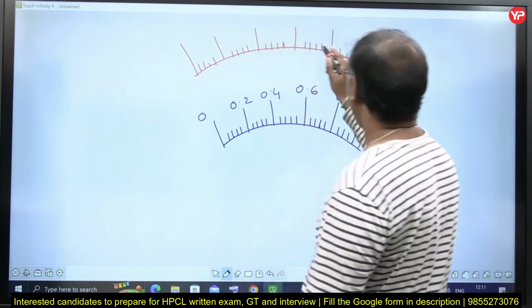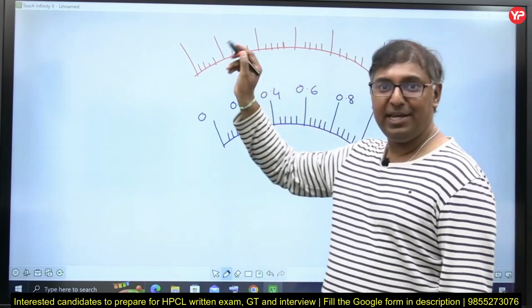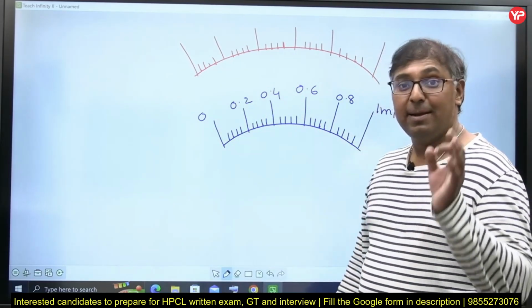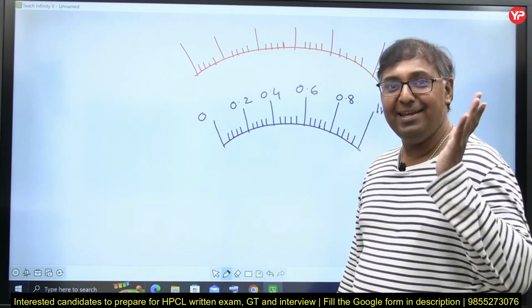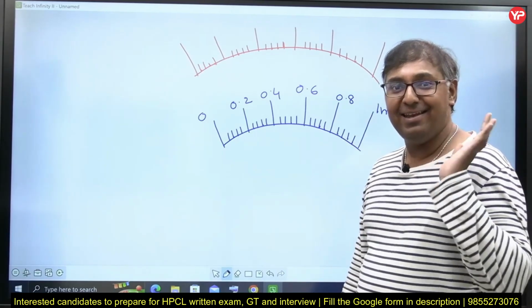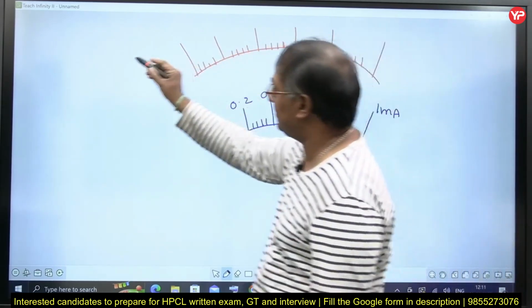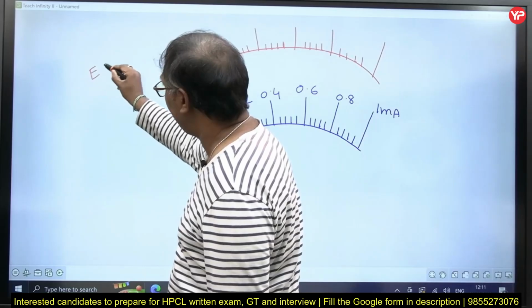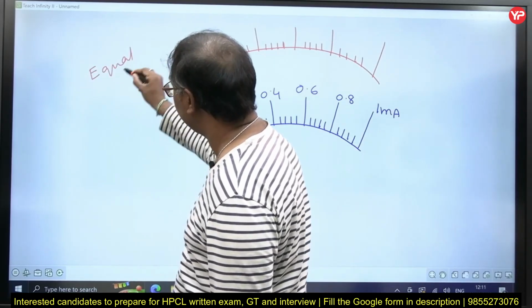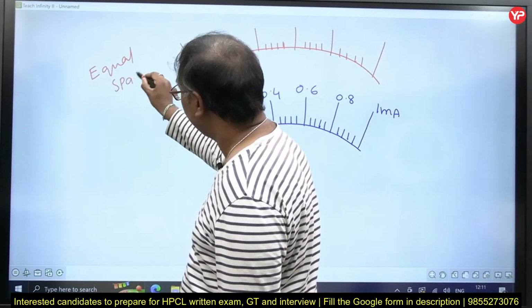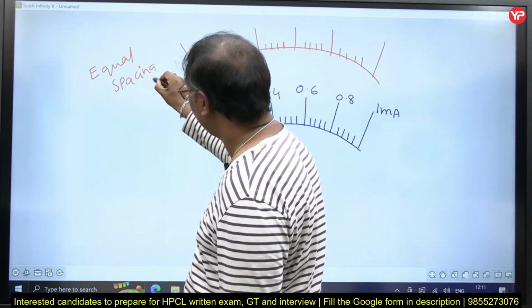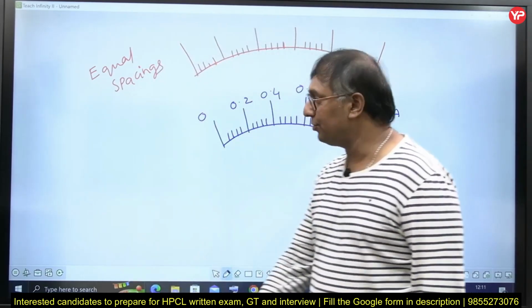Yeah, so it will be having equal spacings, because PMMC instrument is a linear instrument, the scale is linear, equal spacings. Right, sir? Right.